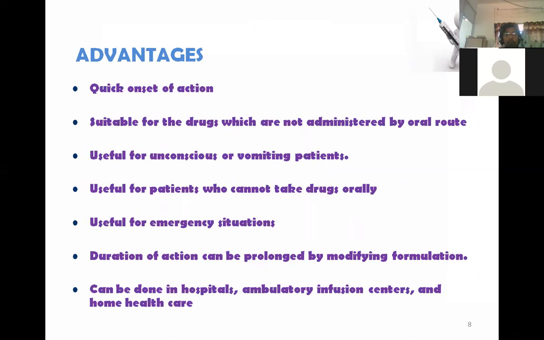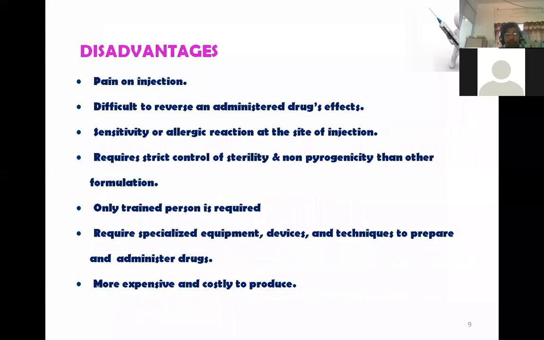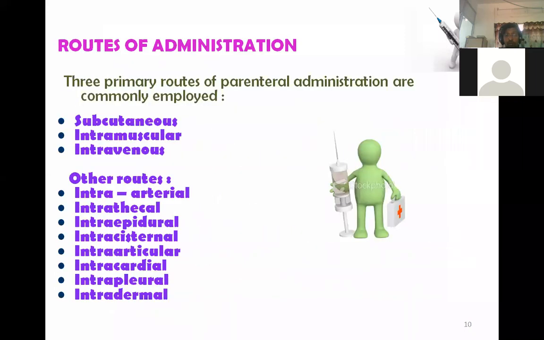I hope you remember: quick onset of action, suitable for drugs which are not administered by the oral route, useful for unconscious and vomiting patients in emergency situations, and so on. We have also seen the limitations of small volume parenterals. Then we have also seen routes of administration. There are different routes, like subcutaneous, intramuscular, intravenous, intra-arterial, intrathecal, intraperitoneal, intracardial, intrapleural, intradermal, and the list goes on, right?